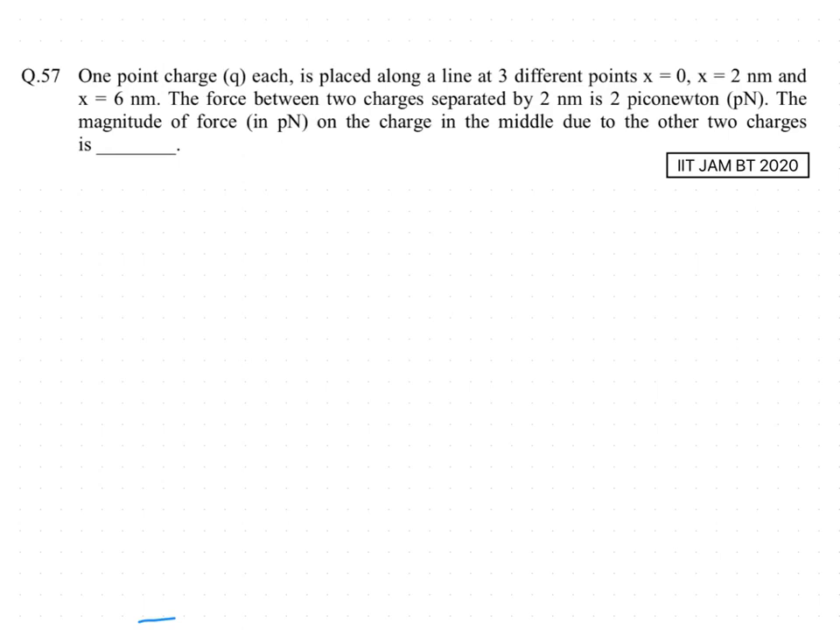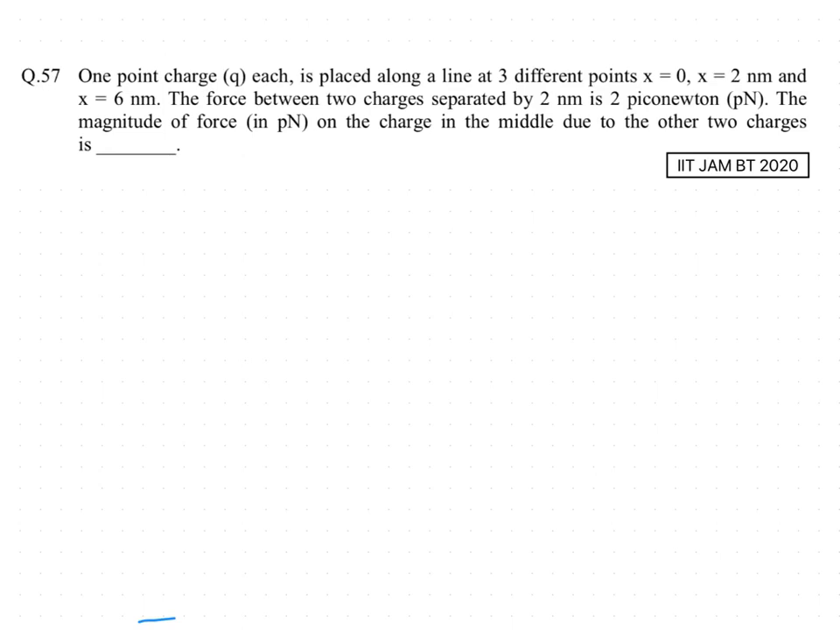Here the question is, one point charge Q each is placed along a line at three different points, x equals 0, x equals 2 nanometer and x equals 6 nanometer. The force between two charges separated by 2 nanometer is 2 piconewton. The magnitude of force in piconewton on the charge in the middle due to the other two charges is what?